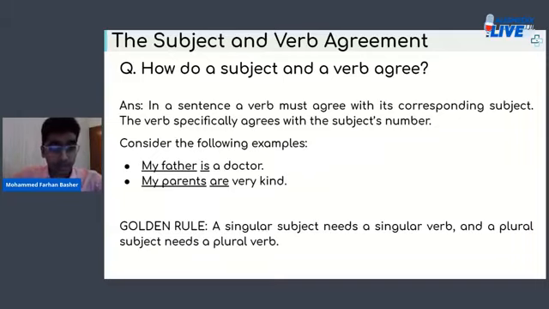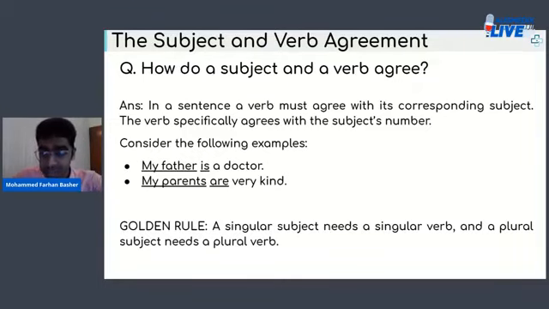So I'm going to go through this slide once again. How do a subject and a verb agree in any sentence? A verb must agree with its corresponding subject. So the subject of the sentence and the verb of the sentence must agree with each other. And in what regard do they specifically agree? They agree with each other in number, right? So for example, if the subject is singular, then the verb must be singular as well. If the subject is plural, the verb must be plural as well.